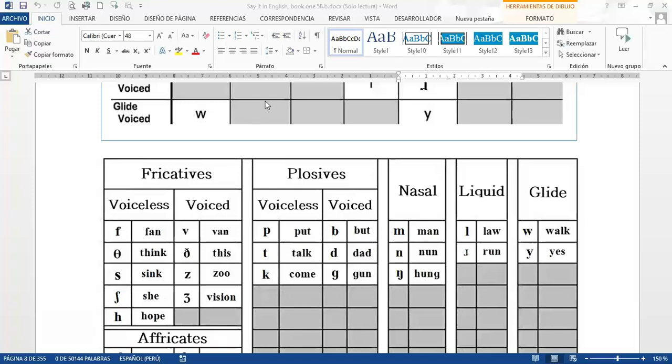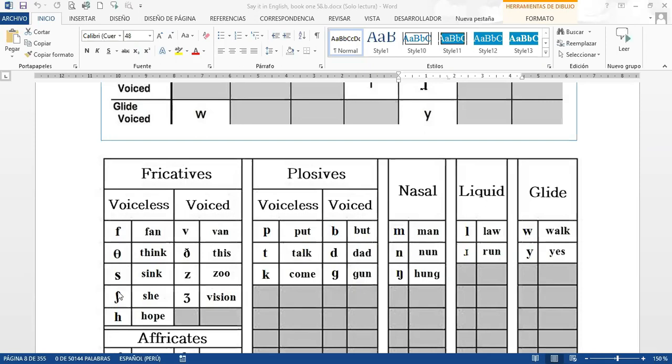This is think. Here, this is easy. It exists in Spanish. So we have s and we have z. So this is sink, and this is zoo. Sink, zoo. Okay. Next sound.